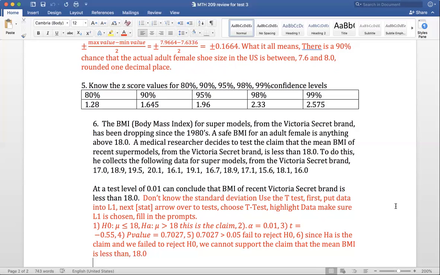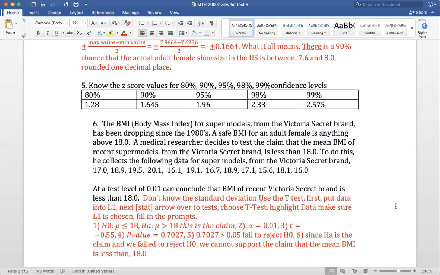To do this, he collects the following data for supermodels from the Victoria's Secret brand, and it lists the data. So when we have a list of data like this, there's no calculation of a standard deviation or a sample mean. We put the data into list 1 after we clear it. Once the data is in list 1, we arrow over to tests and select t-tests in this case. We highlight data instead of stat, because we have to use a list. And make sure list 1 is selected in the prompts. Then we fill the prompts in the appropriate way.